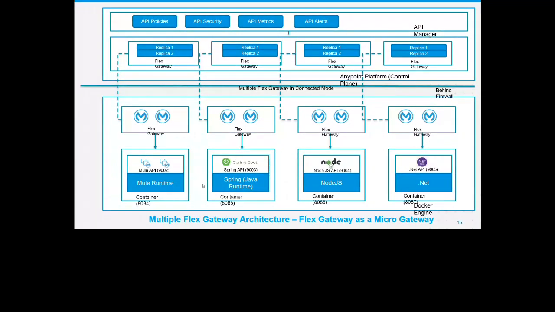Generally, for experience API, you may apply different policies. For process API, you may hide the implementation, so you don't have to expose it publicly, or you may have to apply different kinds of policies. Or for system API, you may have to apply different kinds of policies. So there are various architectures you can follow. It depends on the organization's needs and requirements.